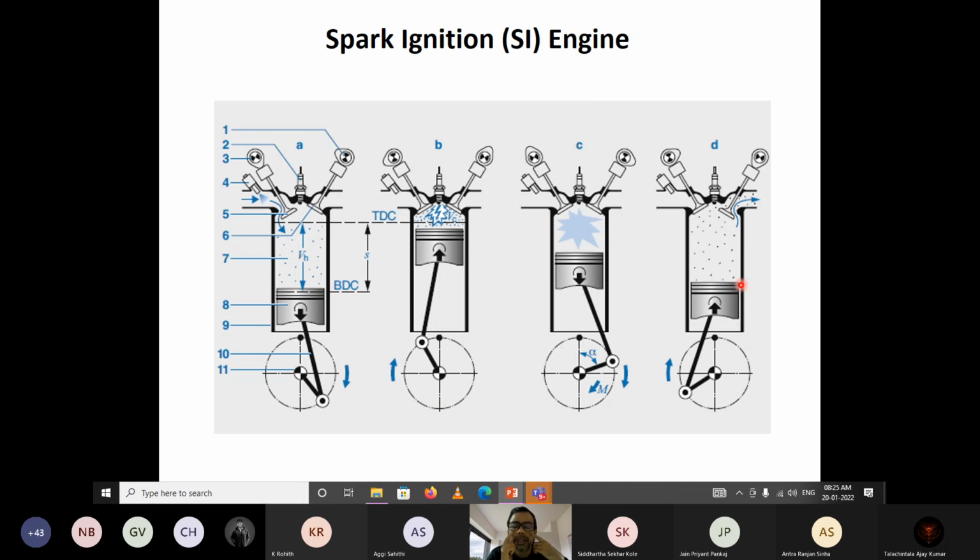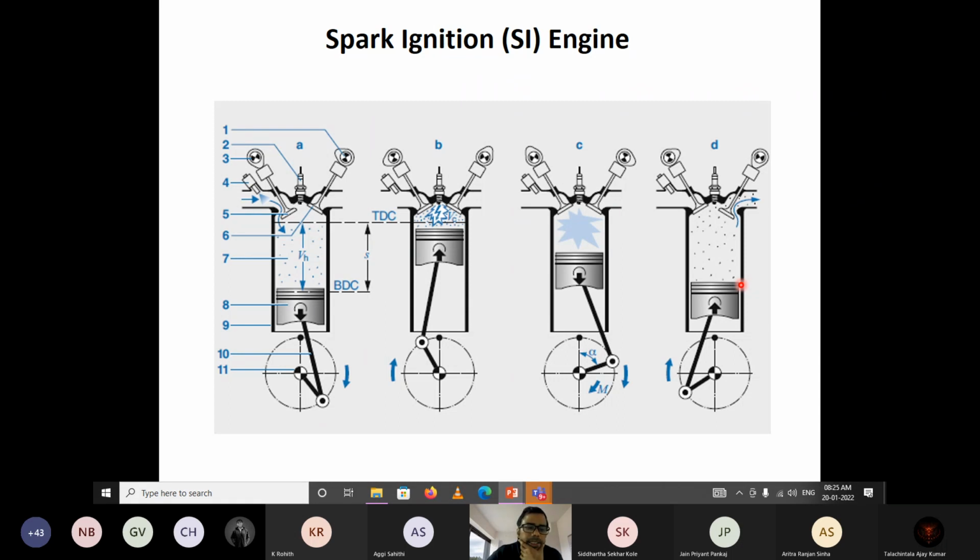Right now we are going to discuss the 4-stroke engine. Again, we have 2 kinds of engine: the spark ignition engine and the compression ignition engine. So right now, let us discuss the working principle of the spark ignition engine, how it happens. It is a 4-stroke spark ignition engine.